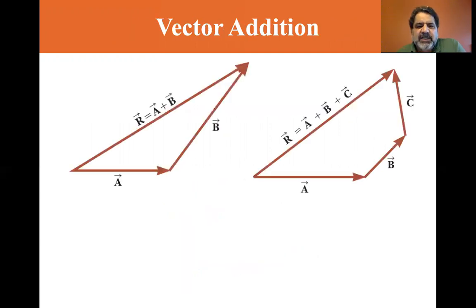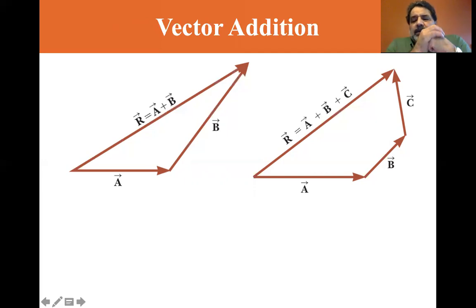Now, vector addition, we use a head to tail method. So we draw A, and at the head of A, we put the tail of B and draw B, and the resultant, the R, is from the tail of A to the head of B. So R equals A plus B. And we'll learn that it doesn't matter if you were to draw B plus A. We'll see that in another slide. It doesn't really matter.